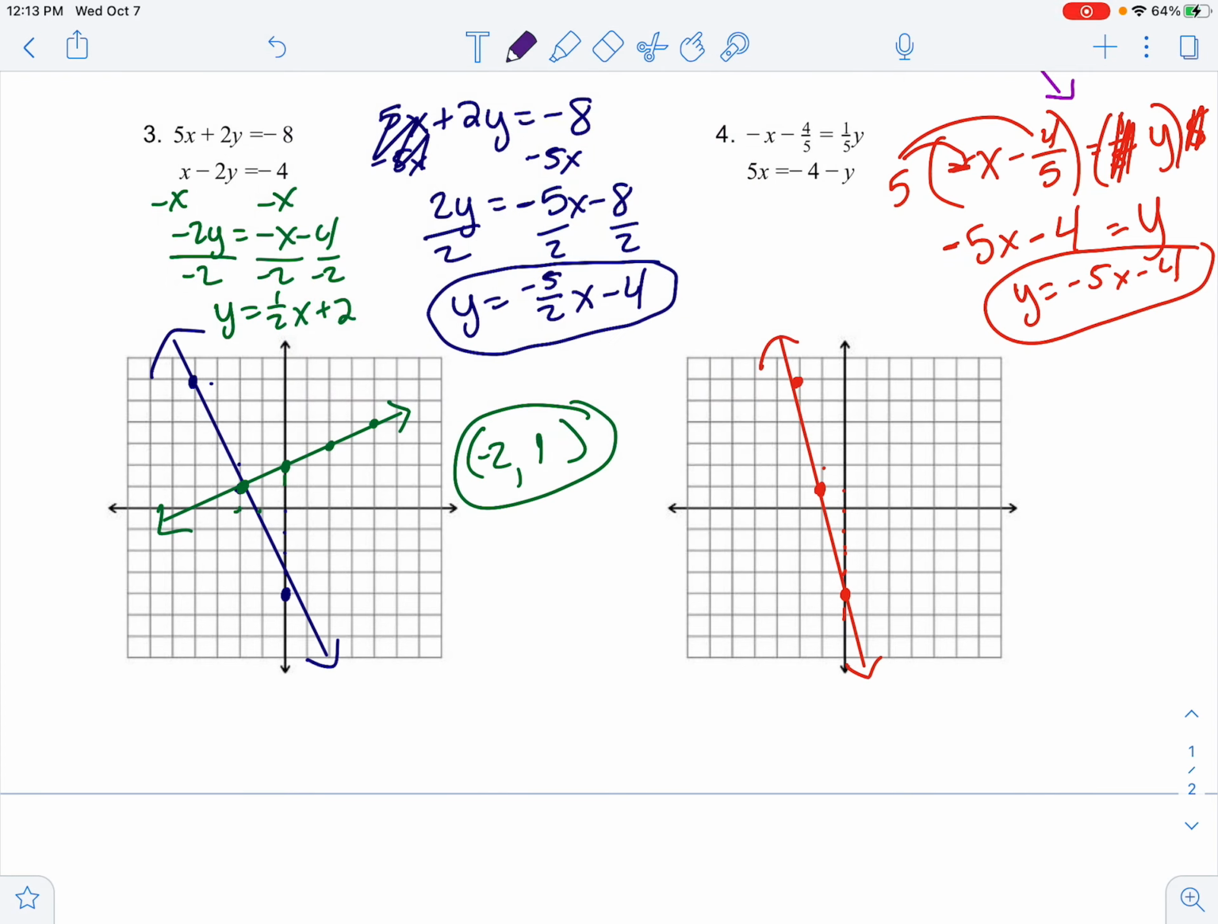I want you guys to take a minute and solve for y. All right, so to solve for y, what did we do? We add 4 to both sides. And then we're going to divide every single thing by -1. So I have -5x minus 4 equals y. I'm going to write that the other way.